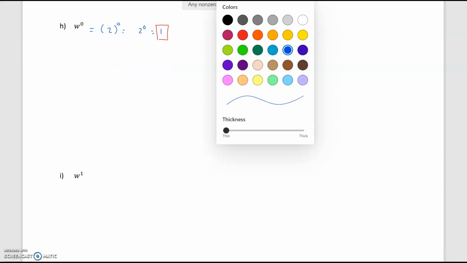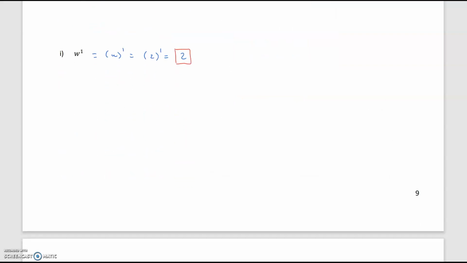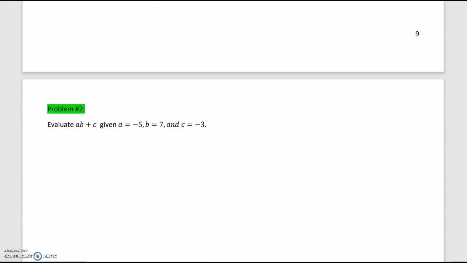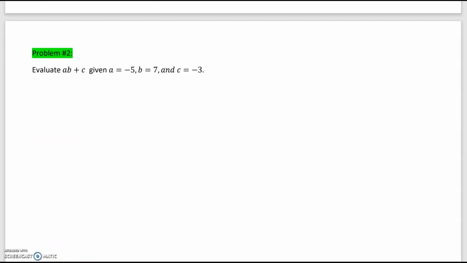And this one, you just have the value of w raised to the first power. And w was 2 raised to the first power. It's simply 2. That's actually it for these problems. Let me do problem 2 here, and then we'll put the rest of them in a different video.